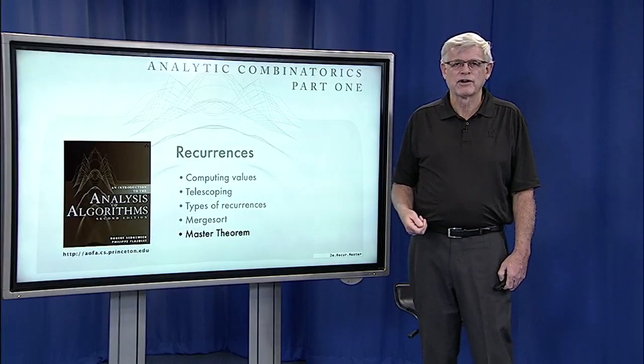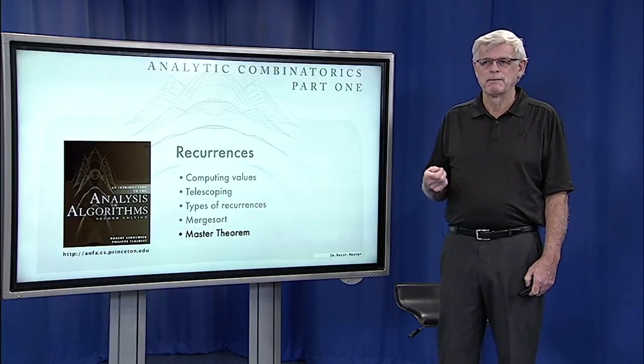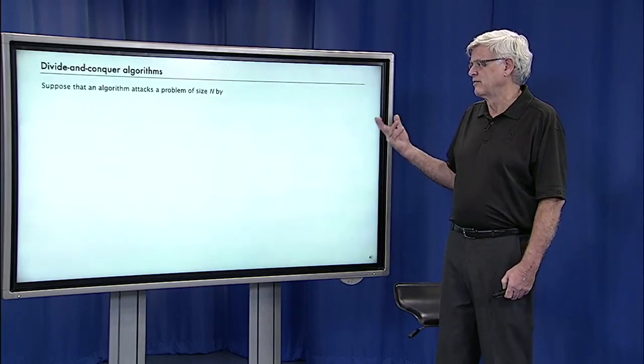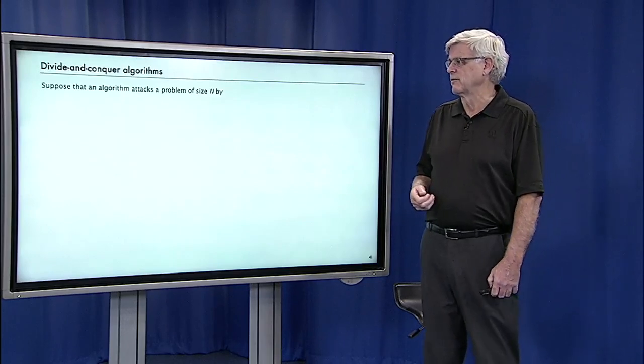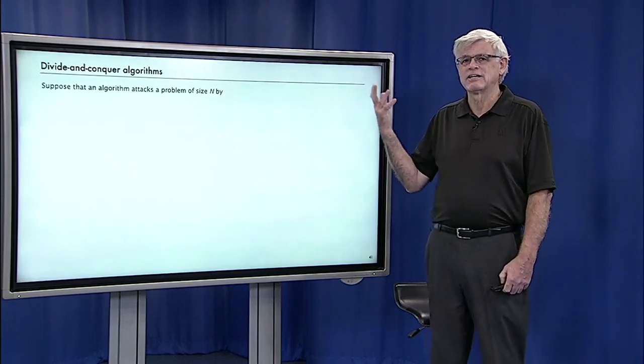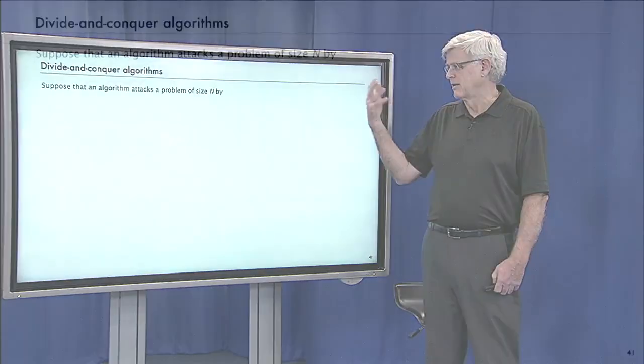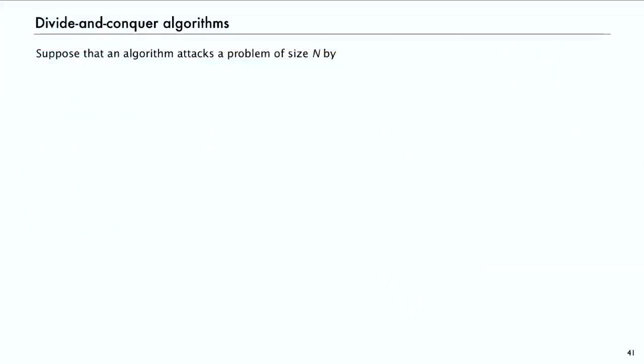Next, to finish off our study of recurrence relations, we'll talk about the master theorem for divide and conquer recurrences. And this is very important in the theory of algorithms. And it's all about divide and conquer algorithms. So many algorithms gain their efficiency by attacking a problem of size n with the following steps.